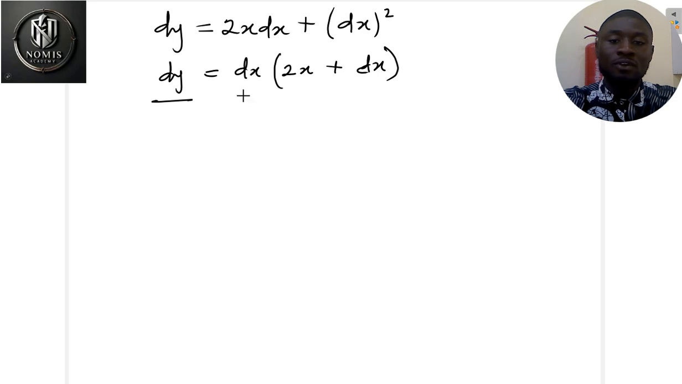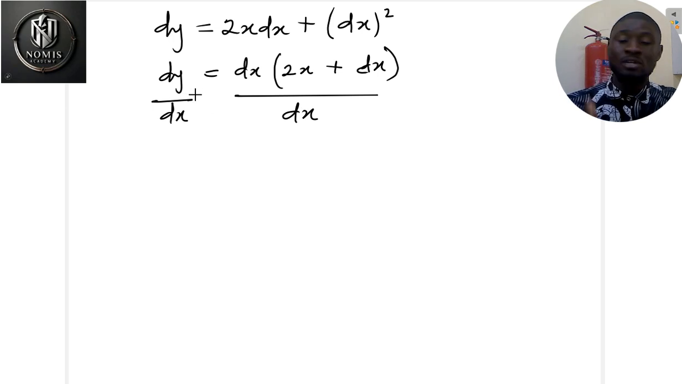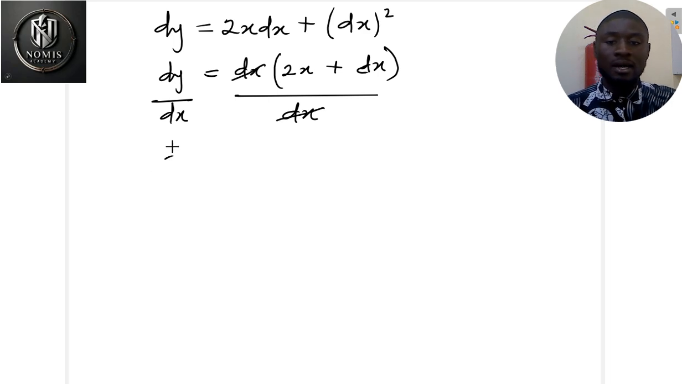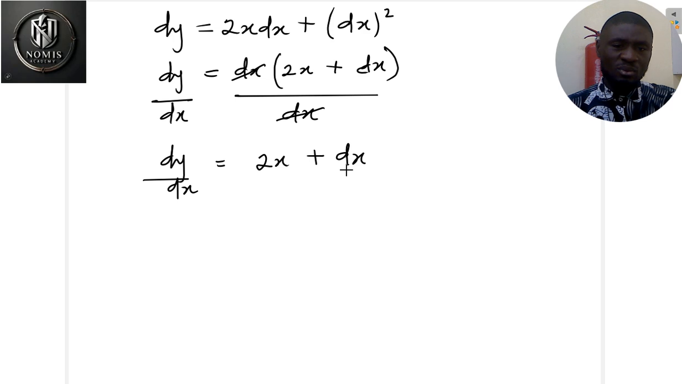Now, divide both sides by δx. We just want to have δy/δx to know the change that has occurred alongside with y and x. So δx cancels δx. Now I can tell that δy/δx is equal to 2x plus δx. Now, what do I do with this δx? Remember that a limit was not given here. Therefore, we assume a limit for it.